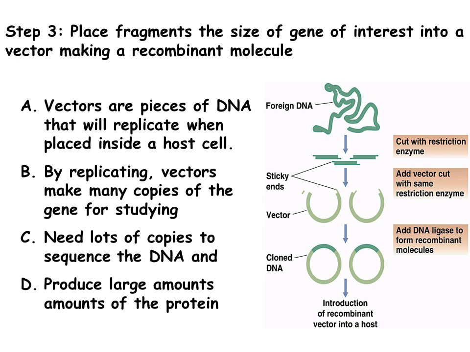Vectors are pieces of DNA that replicate in there, and when they replicate they make copies of the gene for studying, and you need lots of copies of the gene to sequence it. And then of course you can use some of the genes to produce large amounts of the protein as well.